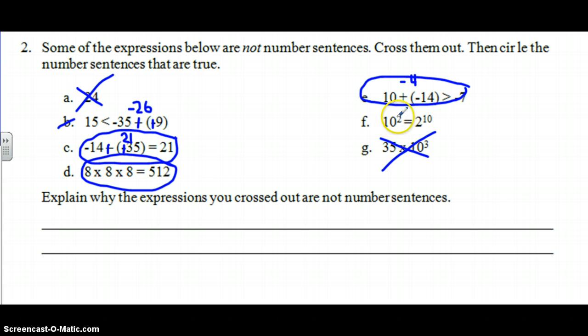And then we have 10 to the second power, which is equal to 10 times 10. Well, that's 100. On this side of the equation, we have 2 to the 10th power, which means 2 times 2 times 2 times 2 times 2, etc., until you've done that 10 times. Well, that's going to be a number larger than 100, so this one is false.